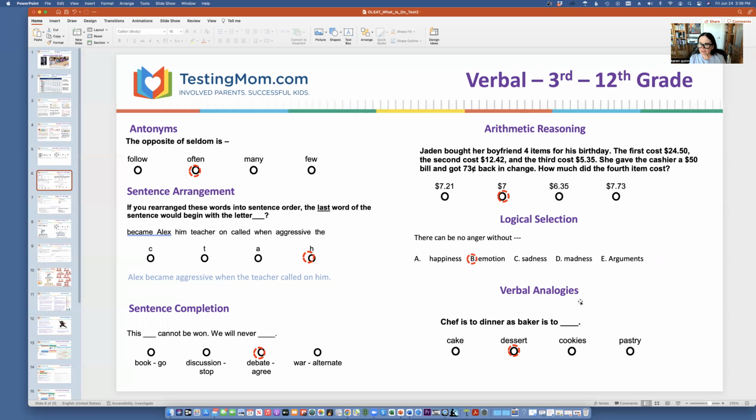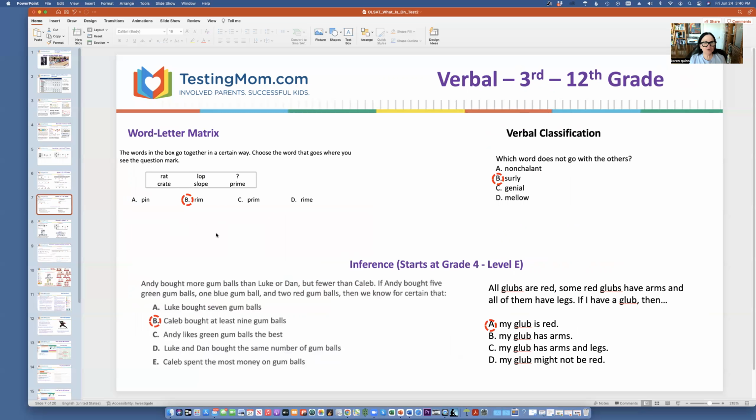And then verbal analogies are the word equivalent to the ones we looked at just a minute ago. Chef is to dinner as baker is to dessert. So that's our answer. And then here we have word letter matrix. Now there's lots of different versions of this type of question. So in this case, we're going up and down to figure out our answer. Sometimes you have to go across to figure out your answer.